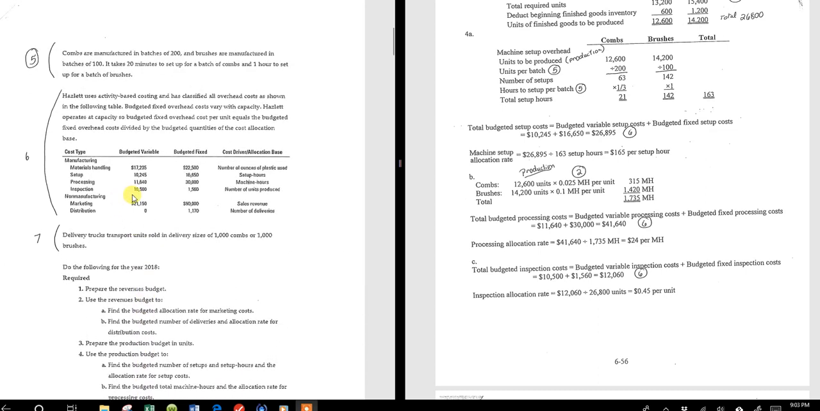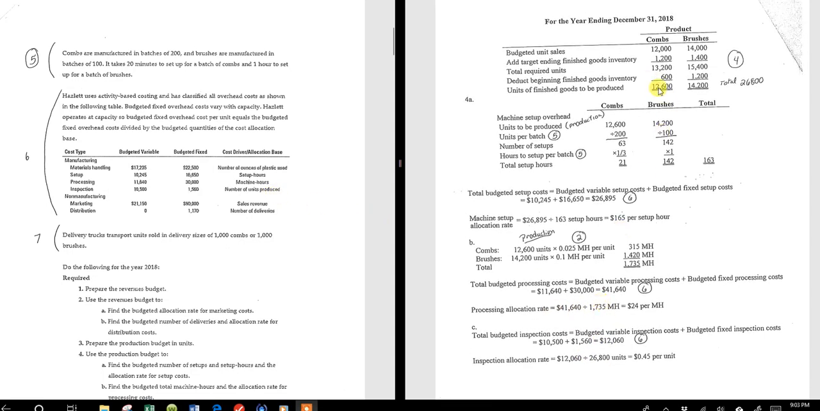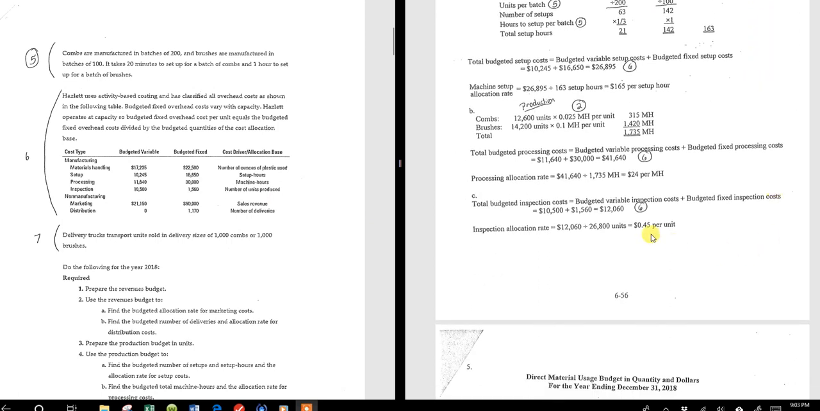So let's go back up here. Inspection is 10,500 plus 1,560 for 12,060, and it's allocated based on the number of units produced. Well, that one's at least an easy one. So I got 12,060 for a total units produced of 26,800. So now I have 45 cents per unit. So go ahead and write that on your overhead page.